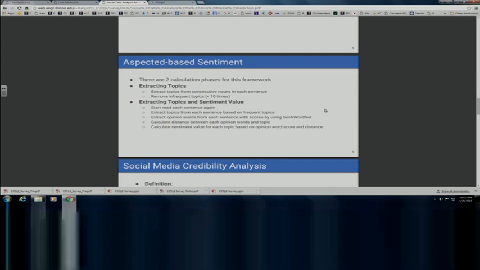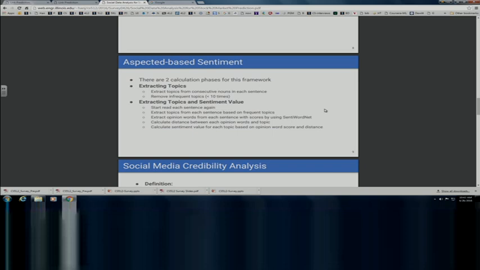The framework consists of two calculation phases. First, we extract the topics from the consecutive nouns in each sentence in our data and remove the infrequent topics that occur less than 10 times. After that, we have frequent topics. We read each sentence again, but this time we extract only the frequent topics, and also extract opinion words from each sentence by using SentiWordNet. This list of words gives you the opinion words and also the score of each word.